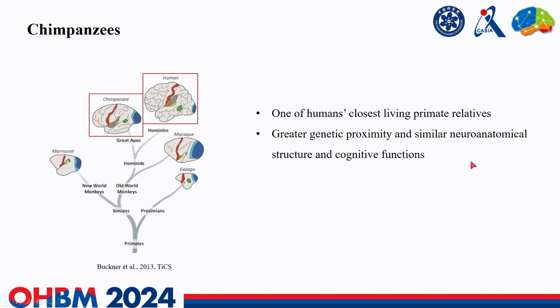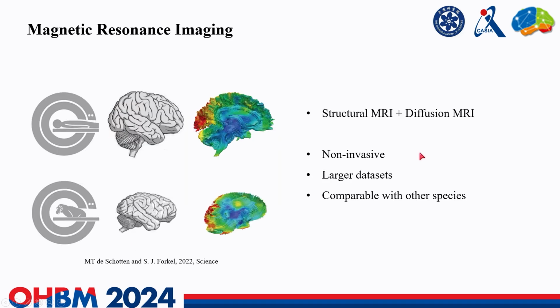Back to our research, here we focus on the comparison between humans and chimpanzees, our closest living primate relatives, with whom we share greater genetic proximity, neural anatomy and cognitive functions. They are considered one of the crucial comparative references for understanding human evolution.